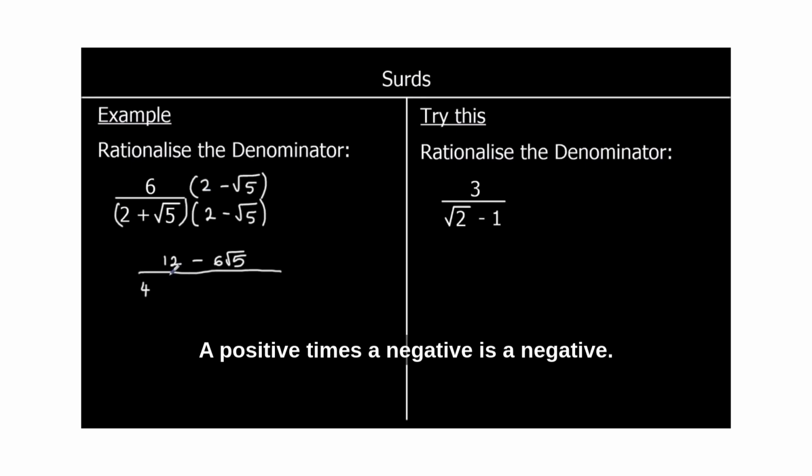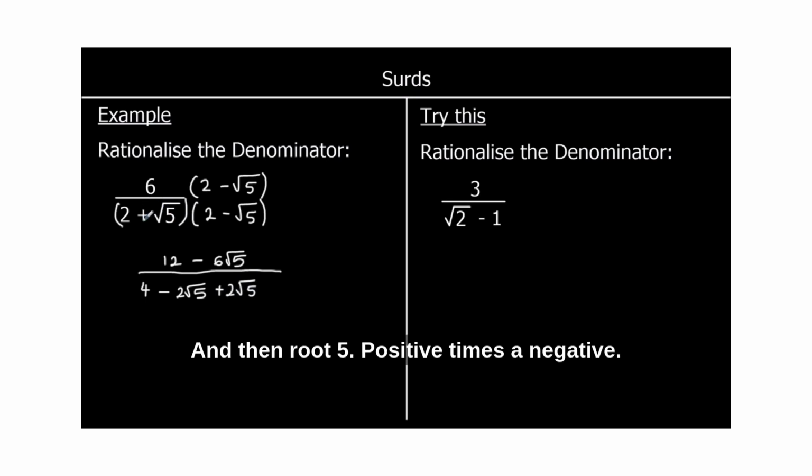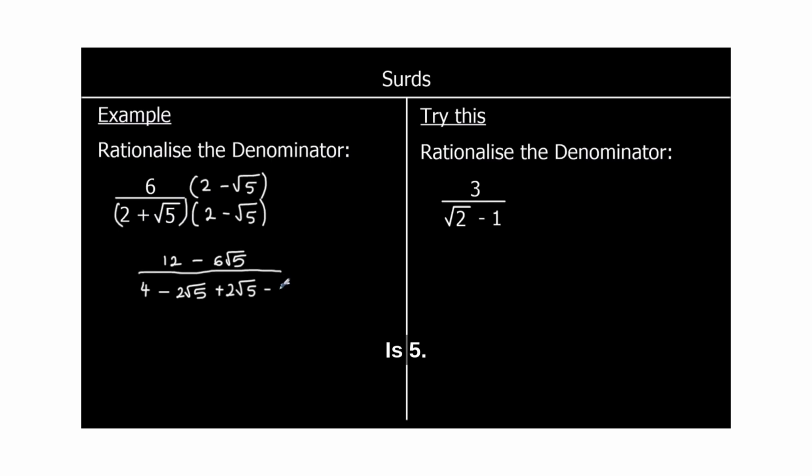A positive times a negative is a negative. 2 root 5s is just 2 root 5. And then root 5 times them both, so root 5 times 2, which is 2 root 5. And then root 5, positive times a negative, positive root 5 times negative root 5, it's going to be a negative, and root 5 times root 5 is 5.